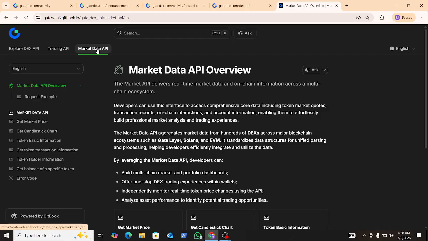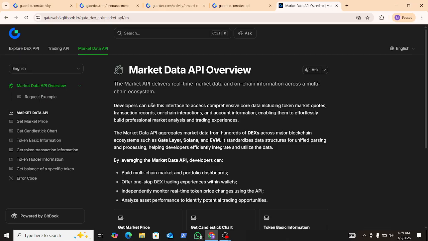Market data API. The market API delivers real-time market data and on-chain information across the multi-chain ecosystem. Developers can use this interface to access comprehensive core data including token market caps, transaction records on chain, interaction and account information, enabling them to effortlessly build professional market analysis and trading experiences.